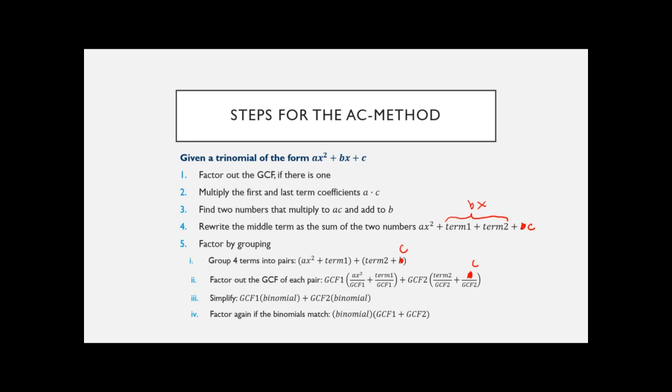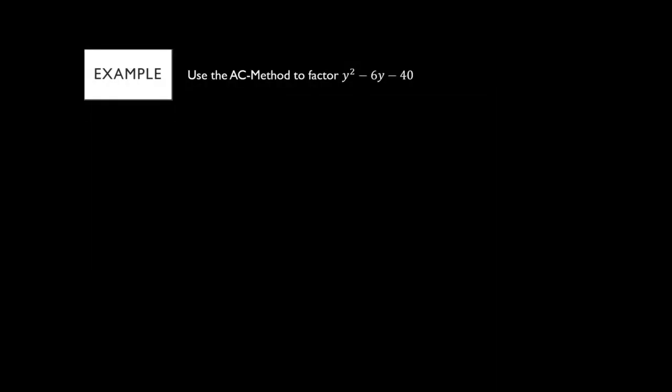So let's see this in action. I'm starting first with not having a number in front of the squared term. You know, we're going to start simple. We're going to kind of work our way up. So we're going to use the AC method to factor y squared minus 6y minus 40. So if there's no number in front of your y squared, you treat it as a 1. And there's no greatest common factor here to divide out either, because there's no number in front of the y squared. So we can skip basically the first step.